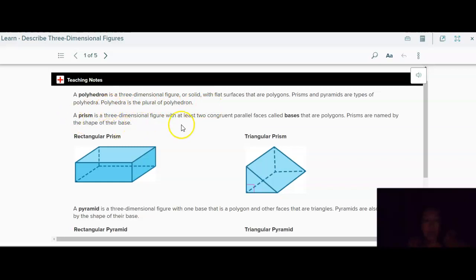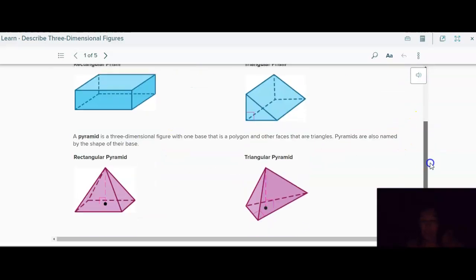A prism is a three-dimensional figure with at least two congruent parallel faces called bases that are polygons. So for instance, if you see at the ends, there's two triangles at each end that are congruent and parallel to each other. Those are called the bases. So it says at least two congruent parallel bases, and that's what makes it a prism. Prisms are named by the shape of their base. So these bases are rectangles, so we call it a rectangular prism. These are triangles, so we call it a triangular prism.